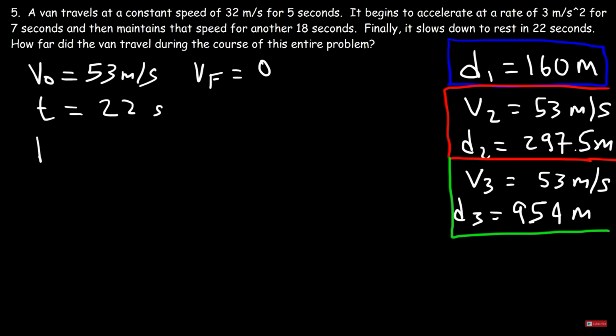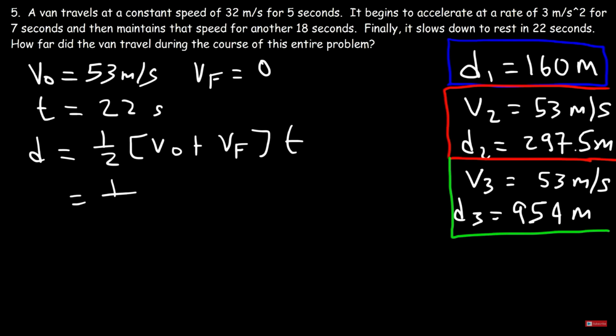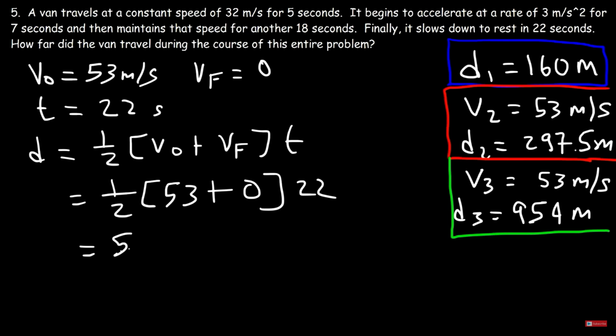So we can find the displacement during the 22 seconds using this formula. So V initial is 53, V final is 0, and the time is 22 seconds. Half of 22 is 11, and 11 times 53 is 583. So that's the displacement for the last part of the problem.